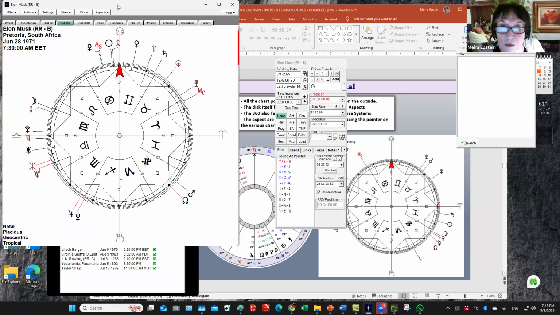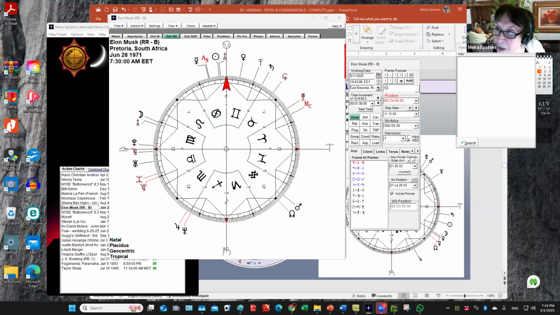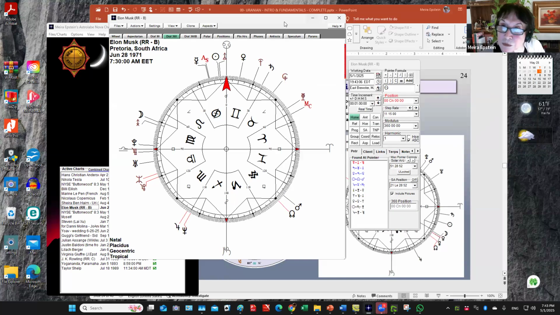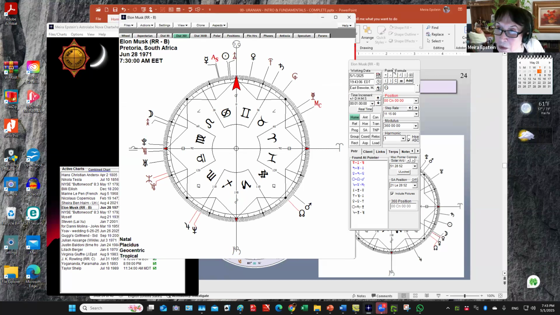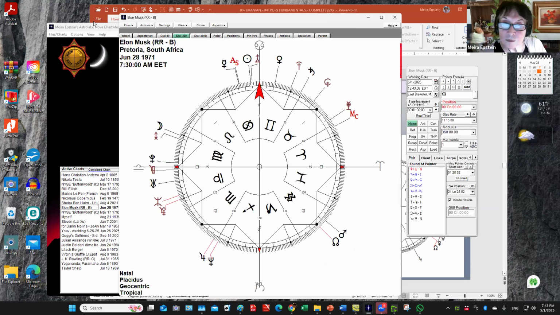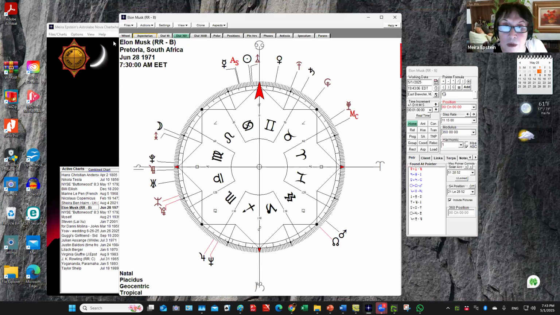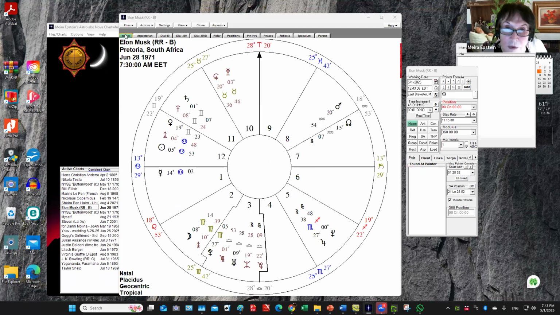So I chose Mr. Musk because I found some aspects there that are good for demonstration. So we have Musk on the 360 dial. Now, before that, let me quickly move to the regular dial. Oops, I'm sorry. For him, this is his regular chart. And now the ascendant is 13 Cancer, midheaven 28 Aries, okay, and the planets, etc.